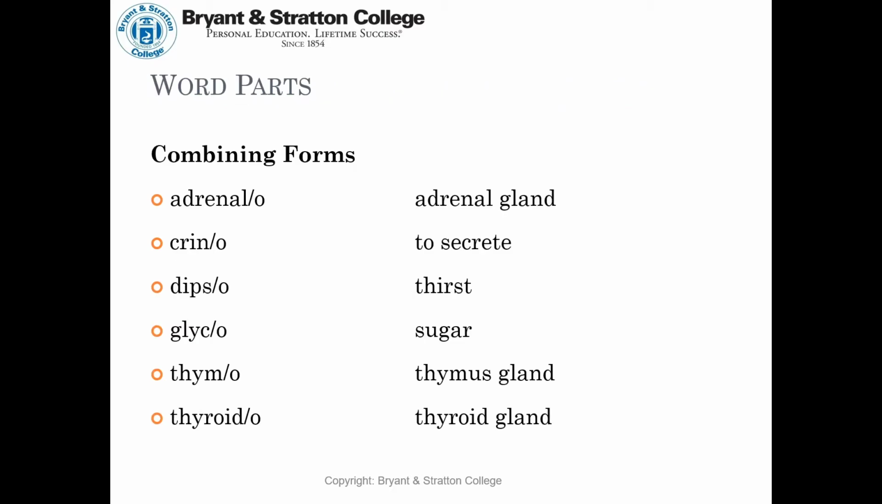So, getting into combining forms. Adrenal is the adrenal gland, as we've already covered. Crino is to secrete. So if we look at the word endocrinology, what would that mean? Well, endo means within. Crino is to secrete, and ology is the study of. So we're talking about the ability to secrete within, and by adding an extra word, we're talking about the study of the body's hormonal secretions, right?